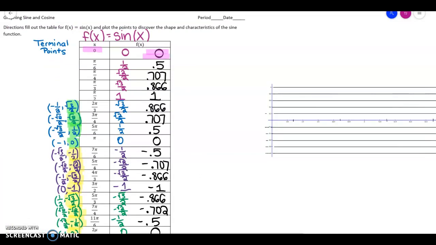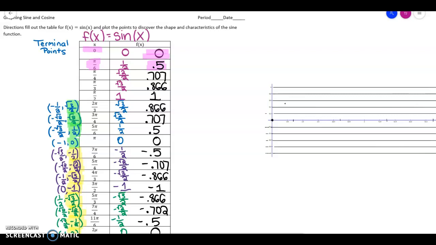I'm going to go to my graph. When x equals 0, my y value is also 0. First point. Then I'm going to plot the point pi over 6, 0.5. So when x equals pi over 6, my y value is at 0.5. So I'm going to come over here and plot that one as well.